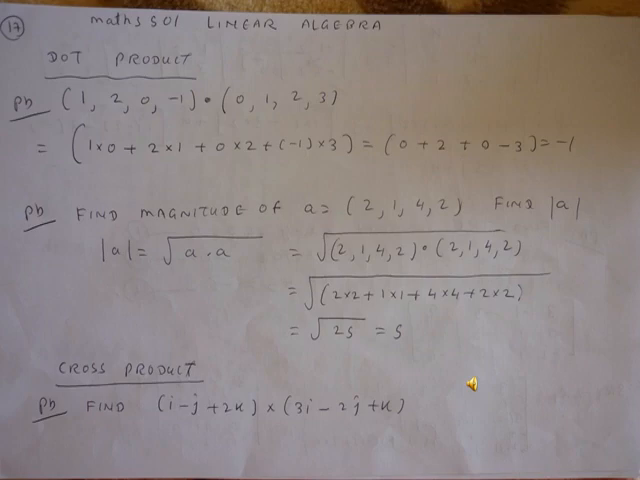The next one is to find the magnitude of the vector A, (2, 1, 4, 2). Finding the magnitude means that A and another A are multiplied, and then we find the square root. So (2, 1, 4, 2) multiplied with (2, 1, 4, 2), then what you get is 2 multiplying 2 plus 1 multiplying 1 plus 4 multiplying 4 plus 2 multiplying 2. Then we find the square root, so the square root of 25 is equal to 5.